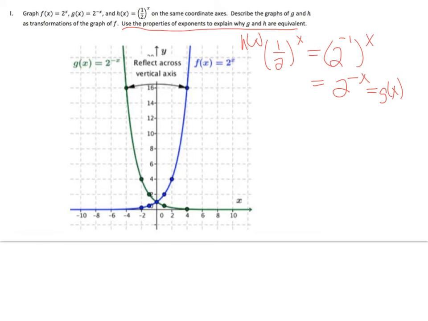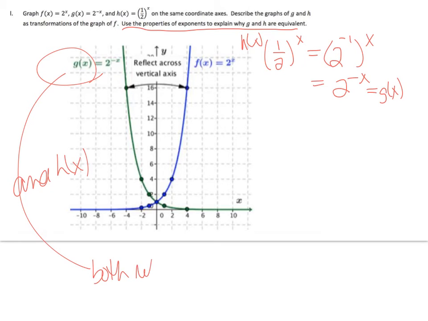The graphs of g and h are both reflections. Because they're equivalent, they're both reflections about the vertical axis.